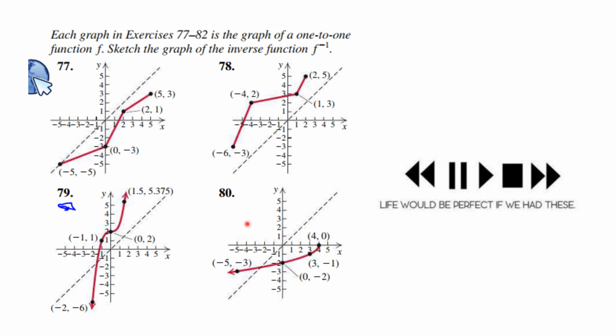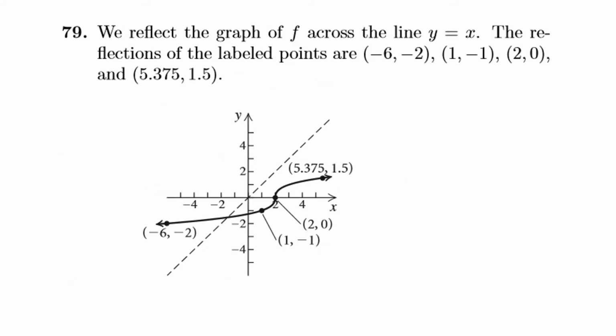So in 79, we're going to use the fact that I know I have these labeled points on the function. We're going to realize it's symmetric with respect to this dotted line, and we're going to solve it. Hit pause now. Let's see how it did.